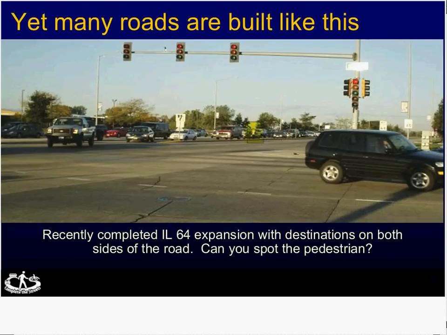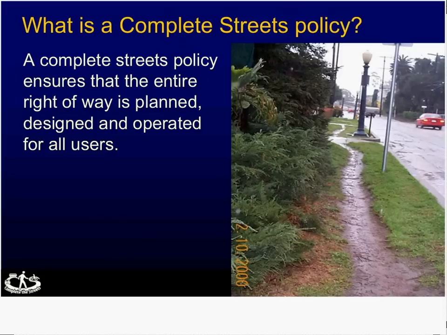We're still building intersections like this. I'm not trying to pick on Illinois, but this is a recently completed road expansion in Illinois with destinations on both sides of the road. And you may notice there's a poor pedestrian trying to get across the street, in a very perilous location. It's just a difficult, tough street to cross, and no effort has been made to make it better or easier for pedestrians to get across.